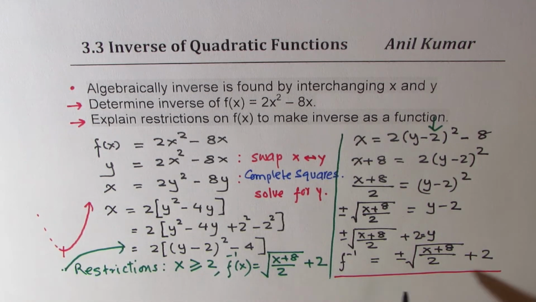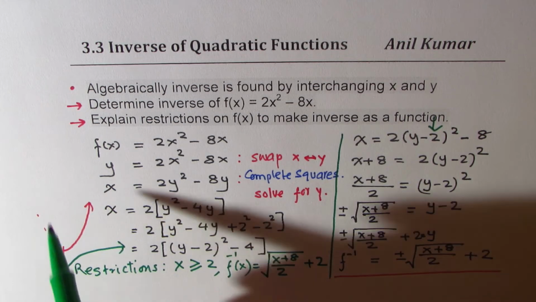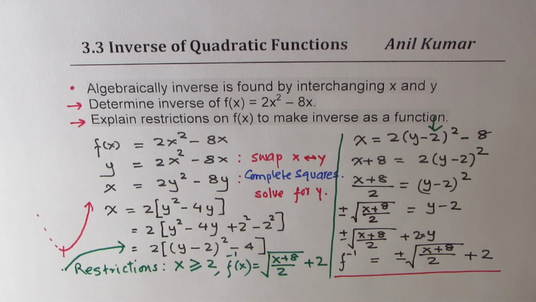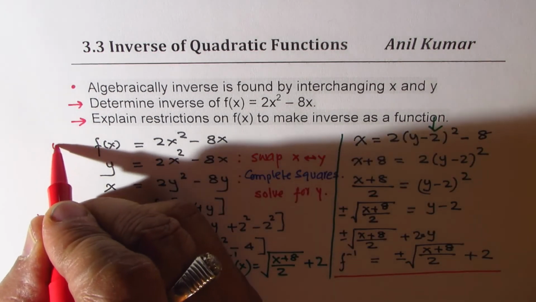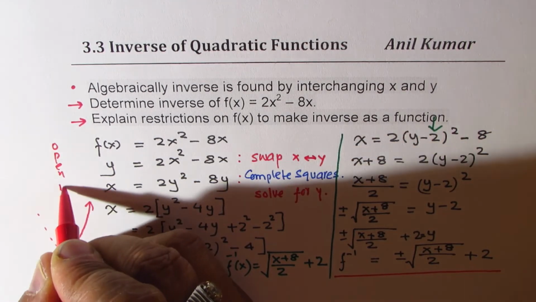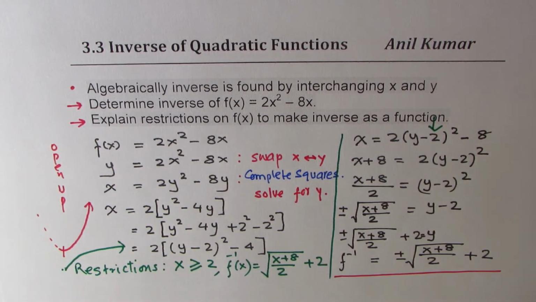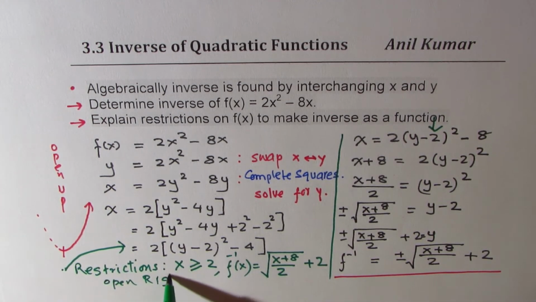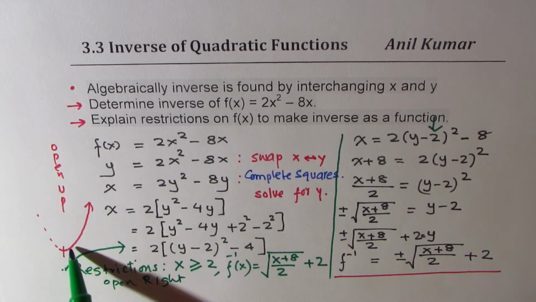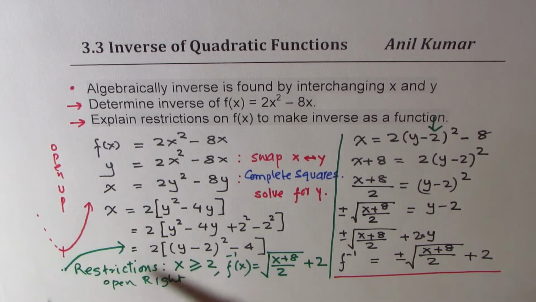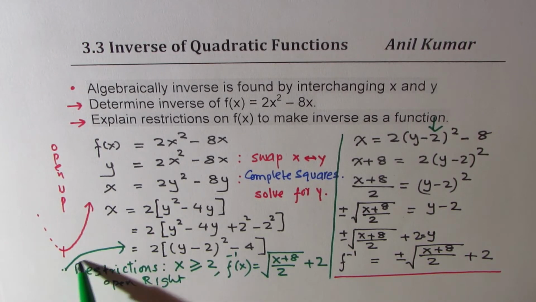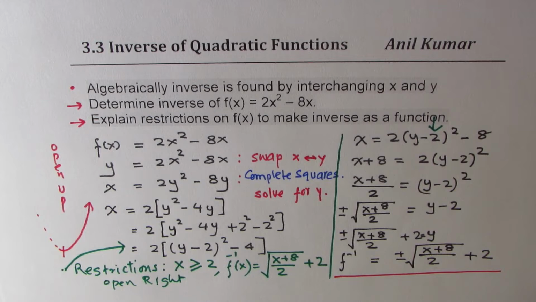Do you see that? So what you get here is this opens up. This one opens up, right? So we have open up, and this one is to the right. So if you take x greater than 2, we are looking into the parabola which is on the right side, and the inverse is the upper half of the parabola opening towards the right. Do you get the idea?